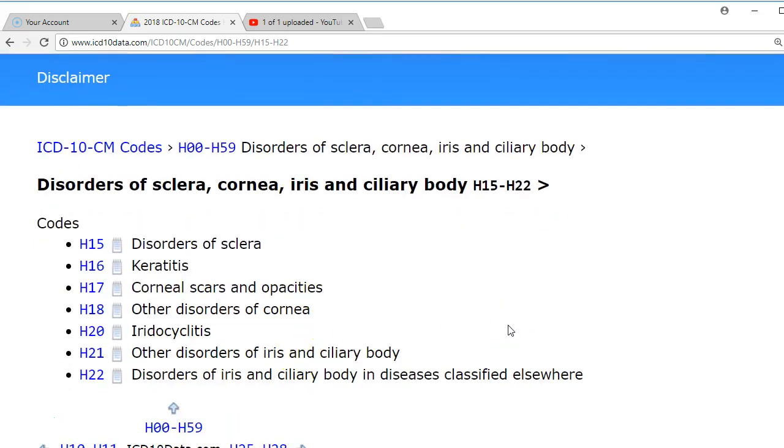And then again, other disorders of the conjunctiva. We're going to see disorders of the sclera. We're going to see keratitis. So remember, kerato means cornea. So keratitis is inflammation of the cornea, corneal scars and opacities, then other disorders of the cornea. The iridocyclitis, remember, iri is for the iris, the color of the eye. Other disorders of the iris and ciliary body. Remember, the ciliary body is basically what surrounds the iris on the inside.